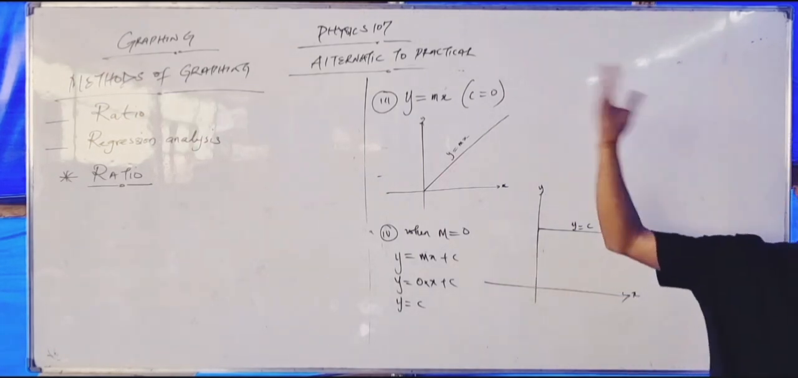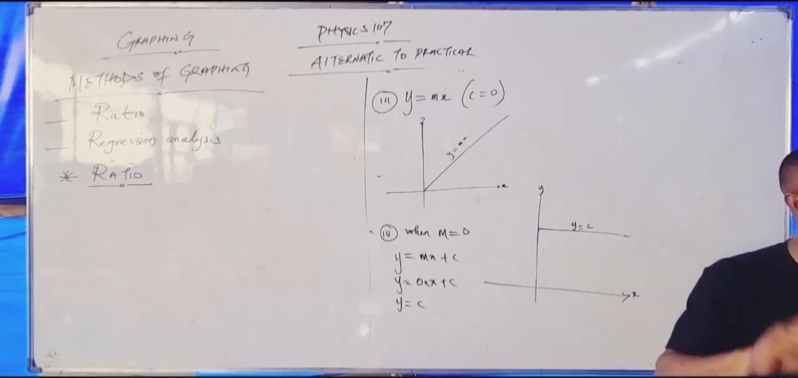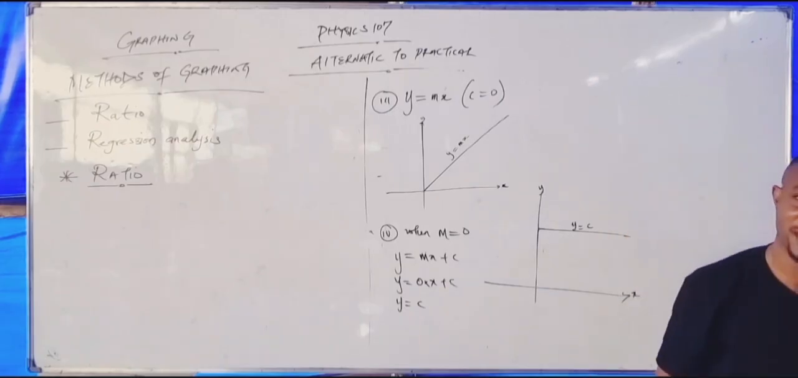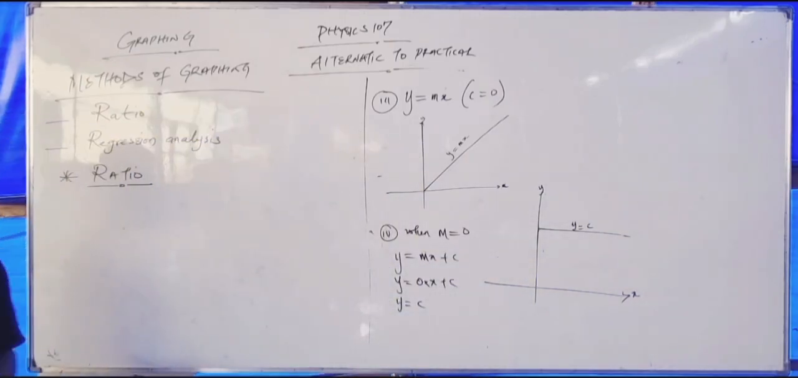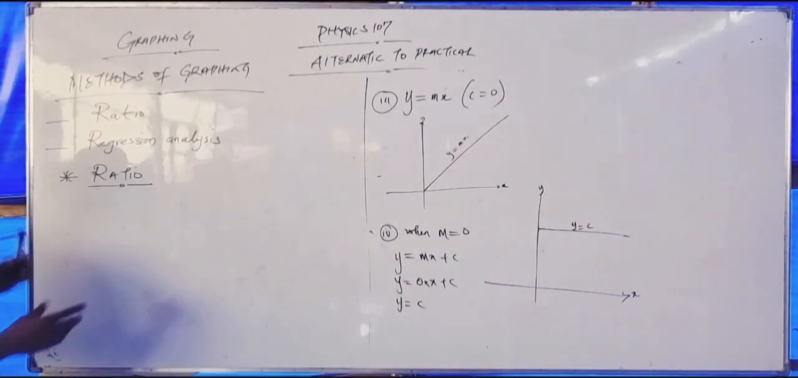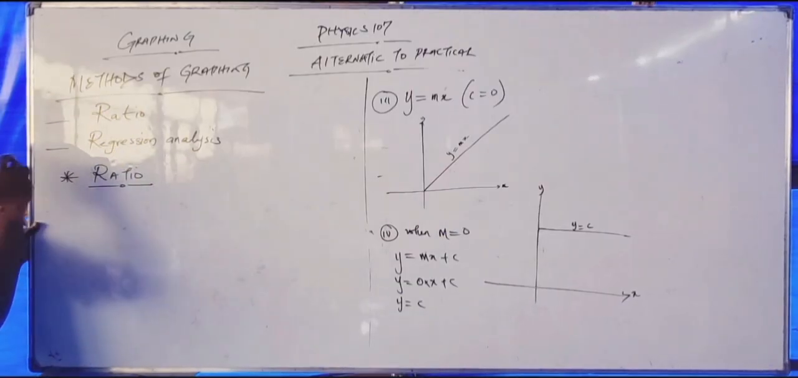All of this, in my next class, I will teach error analysis and how to calculate error. There are formulas to find error: error from your graph, error from your slope, error from gravity. We have different errors, but that will not be today. My aim today is that you learn how to plot a graph using either ratio or regression analysis. Are you following?